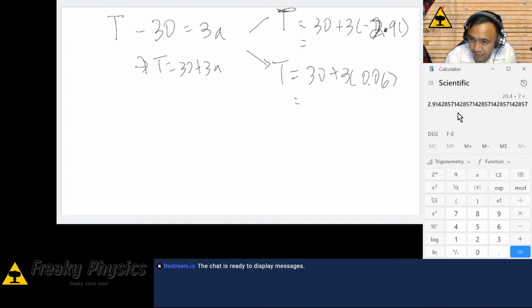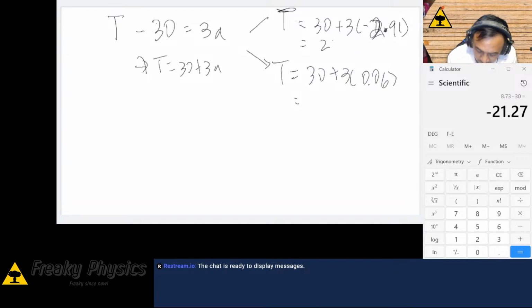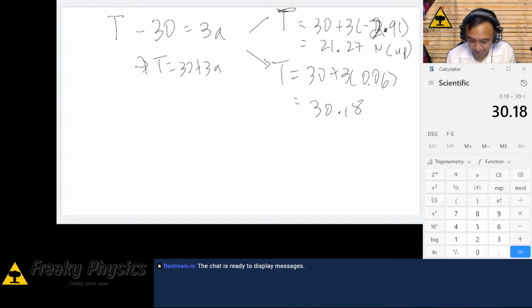2.91 times 3 plus minus 30. It's going to give us 21.27 newtons. This is up, right? And then the other one is 0.06 times 3 plus 30. In this case, 30.18. So the tension in both cases is going up, right? So tension goes up.